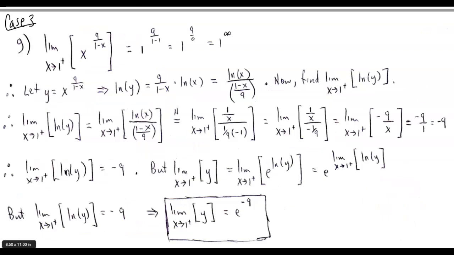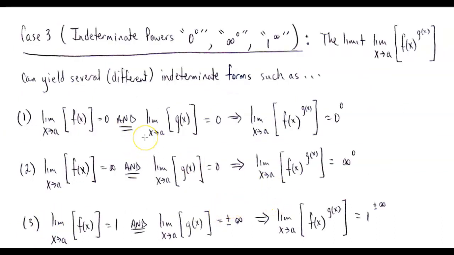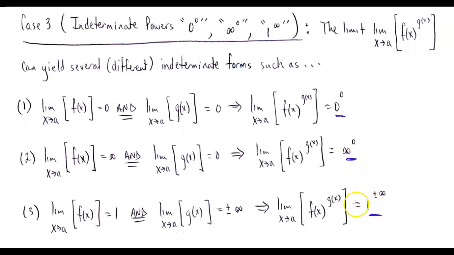All right, so in our next example, we are looking at a limit where we would have a case 3 type situation, okay? The case 3 type situation is the situation where we have indeterminate powers. So let's go back and review what the prescription for a case 3 type situation would recommend. This happens whenever we have the limit as x approaches some value of a function raised to another function, and we get either 0 raised to 0, infinity raised to 0, or 1 raised to plus or minus infinity.